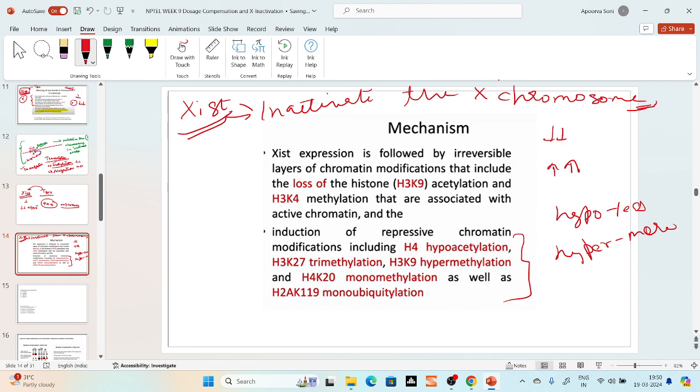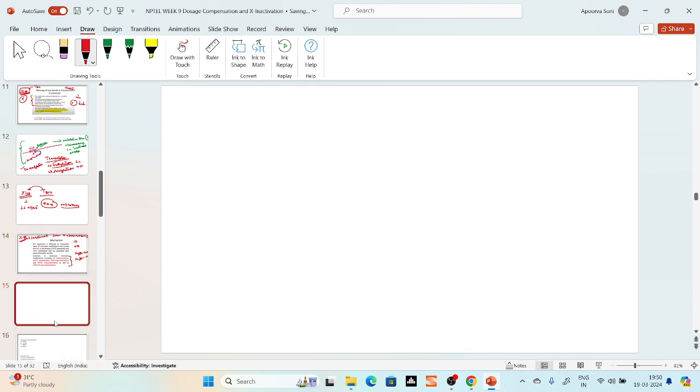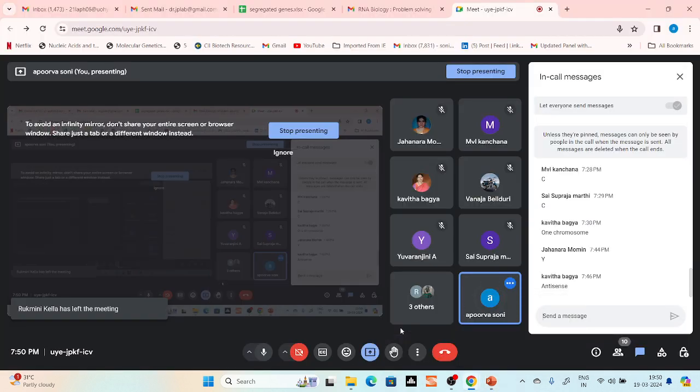Okay, so one important thing that I wanted to tell you: when we talk about chromatin modifications, what do you think is the meaning of chromatin modifications? Can anybody tell me? If you can guess anything, what is the meaning of chromatin modifications? Anybody wants to try, Vanaja? You have any idea about chromatin modifications? No? Okay, fine.